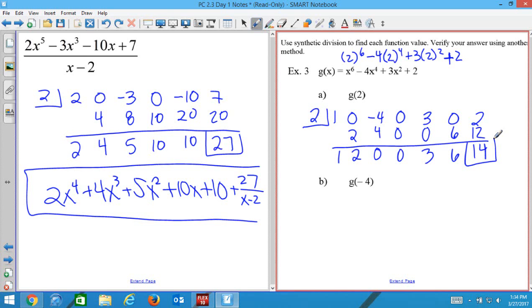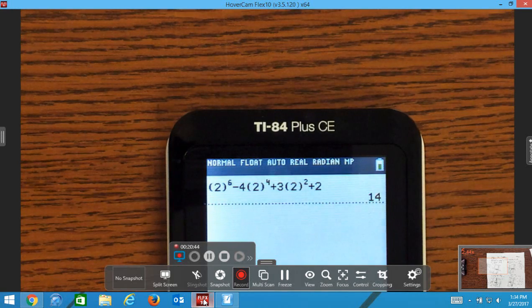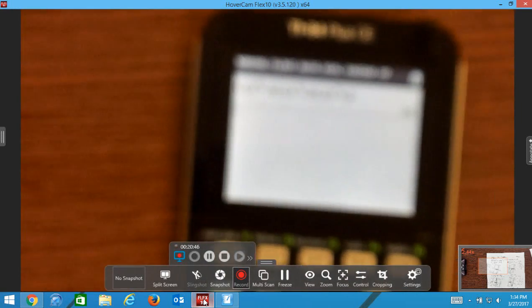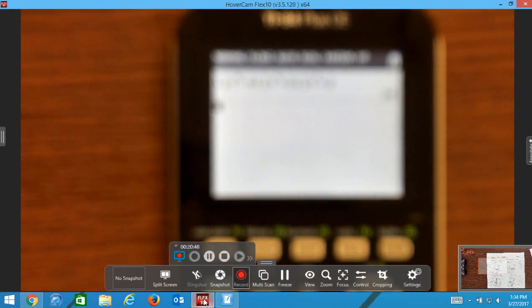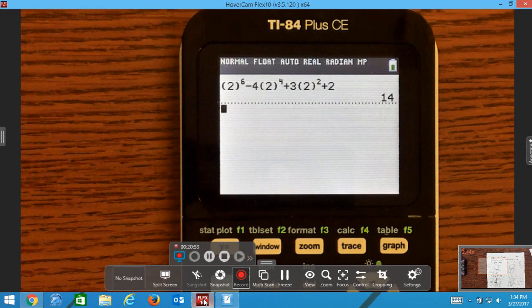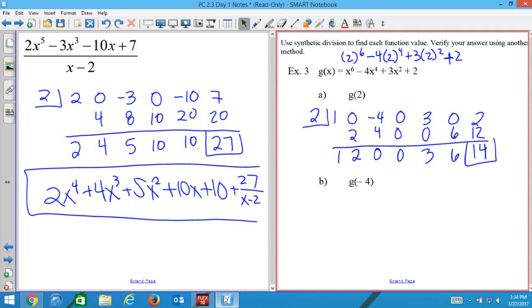Okay, so you see, you have your synthetic division, and you look at that compared to your answer by plugging it in. The answer is 14. Where did we get that from the synthetic division? It's the remainder. That's called the remainder theorem. If you want to find the value of the function when g is 2 and you do synthetic division, it's the remainder every time.